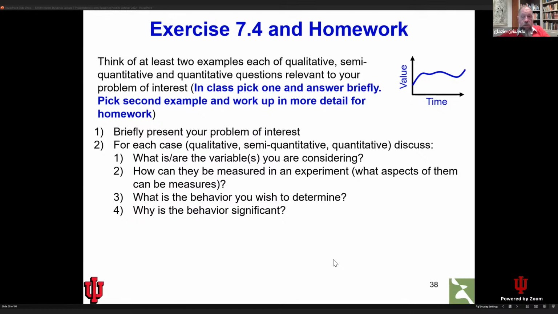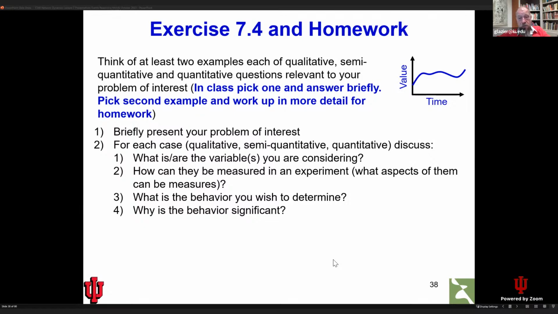You're going to measure the fraction of cells that become myeloid or the level of a particular protein. What are the variables you're going to consider? Can they be measured? Very important always, if we want to come back to experiment. Is it even possible to measure them in an experiment? And if so, what are the limitations of those measurements?